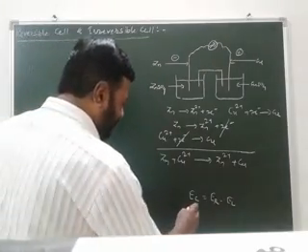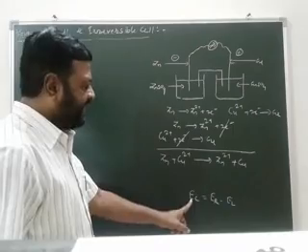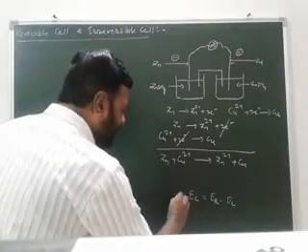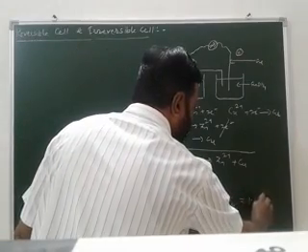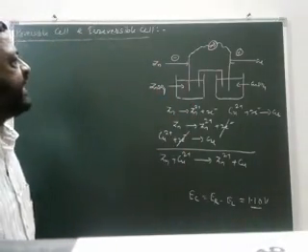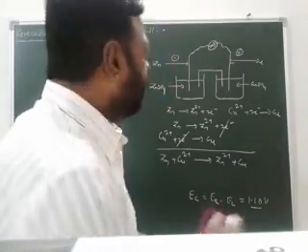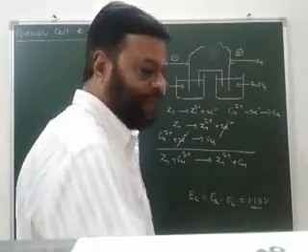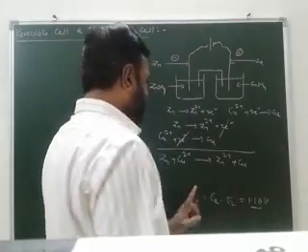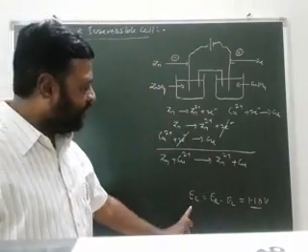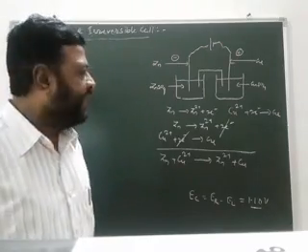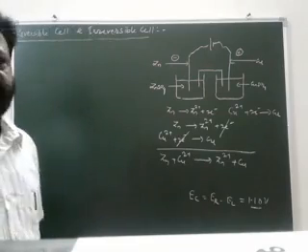The EMF of this complete cell can be determined with the help of an instrument, that is a potentiometer. The EMF of the cell is equal to 1.10 volt. So this is the EMF of the Daniell cell. Here the EMF produced by the cell is EC, and the voltage or EMF produced by this Daniell cell is equal to 1.1 volt. Okay. Now we are going to discuss the reversible cell first.